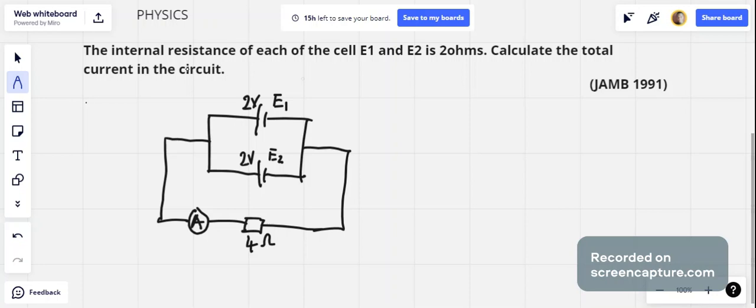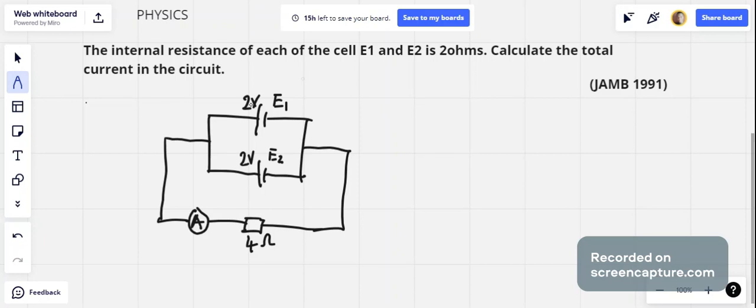Alright, let's answer this question. The internal resistance of each of the cells E1 and E2 is 2 ohms. Calculate the total current in the circuit. Okay, so you can pause the video and see if you can solve this on your own, and then see if you get the same answer. Right, let's get on to it.